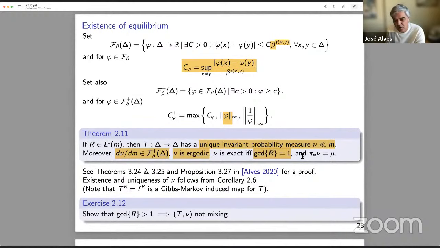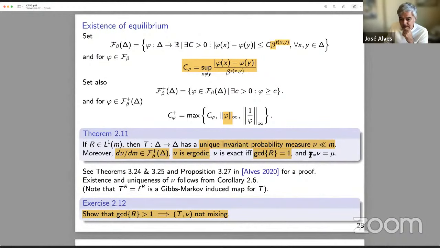If it is one, then the measure is actually exact, and being exact is more than being mixing and more than being ergodic. Actually, this is a sufficient condition to be exact, and also a necessary condition. I left this as an exercise: if the greatest common divisor of the recurrence times is bigger than one, then the tower system is not even mixing. So, in particular, it's not exact.